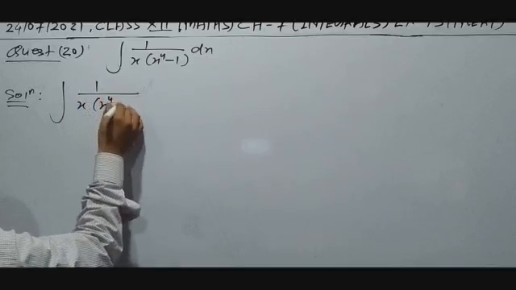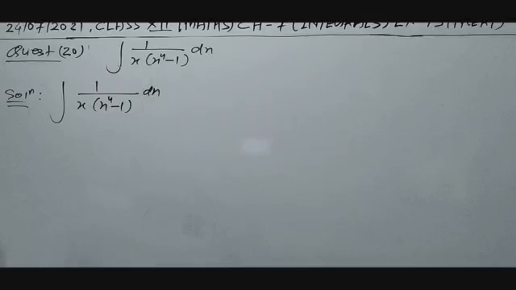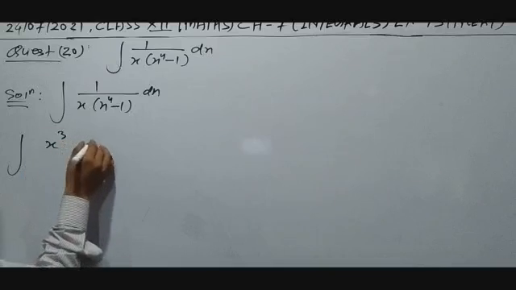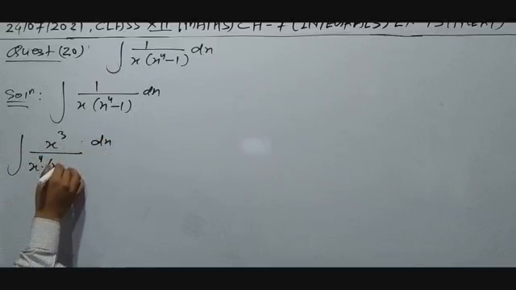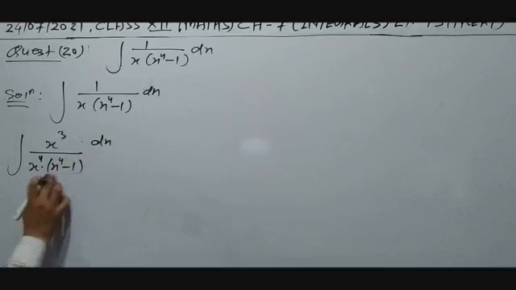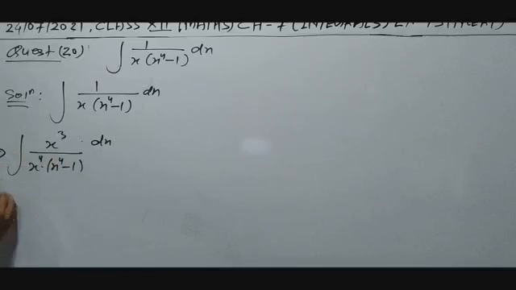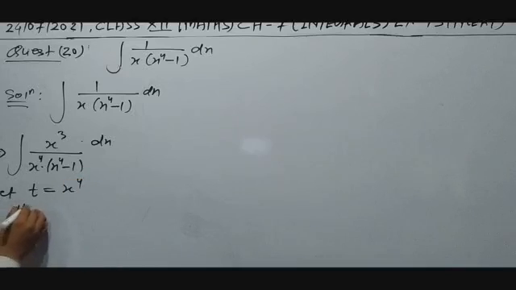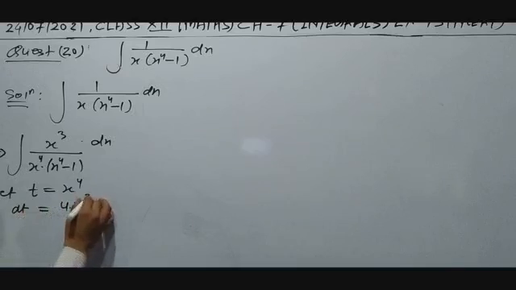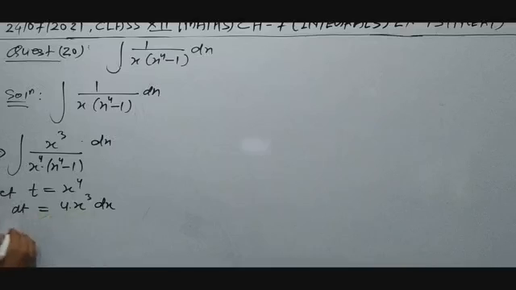integration over 1 upon x to the power 4 minus 1 dx, first of all you will rationalize by x to the power 3, so that you get x to the power 4. Rationalizing by x to the power 3 dx, the denominator can be written as x times x to the power 3, the result will be x to the power 4, and in bracket x to the power 4 minus 1. Now for this integral you will consider let t is equal to x to the power 4. Now dt by dx will be 4 times x to the power 3, so 1 by 4 dt will be equal to x cube dx.